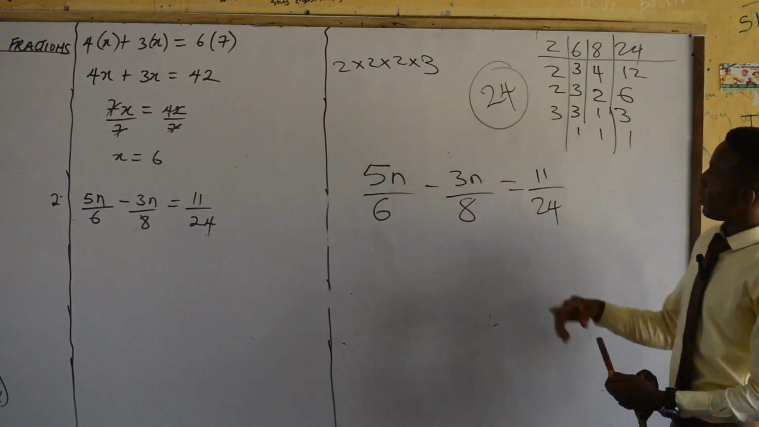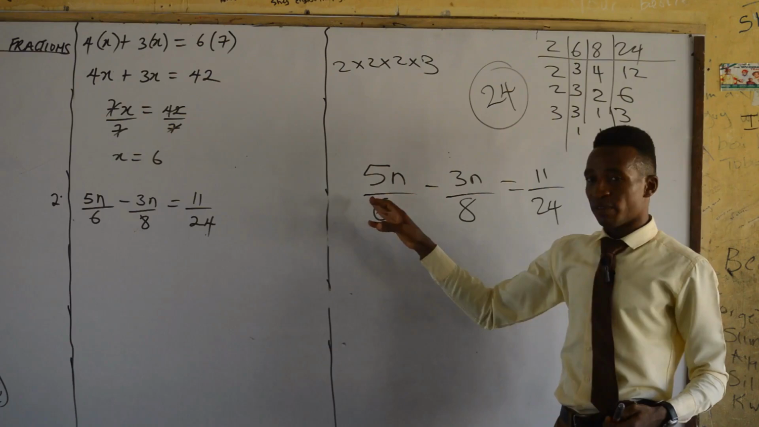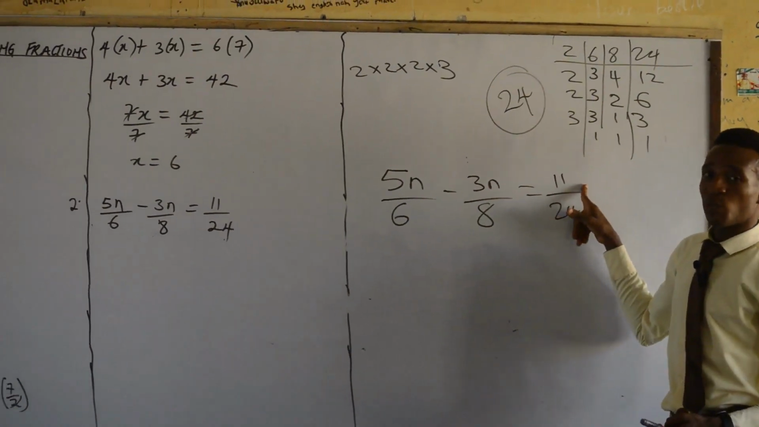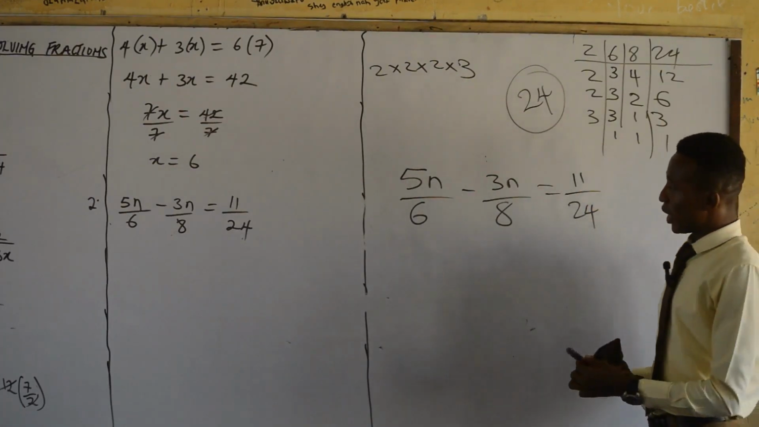So the 24 we have gotten as our LCM, we use it to multiply each of the values. We use it to multiply 5n over 6, use it to multiply 3n over 8, and also use it to multiply 11 over 24. So let's see how we do that now.